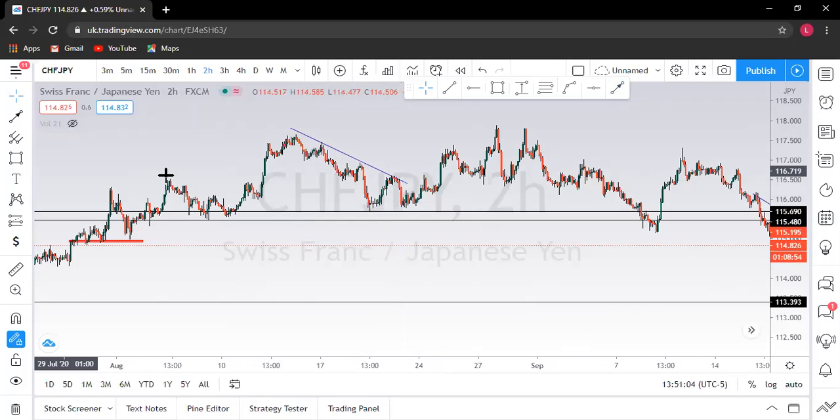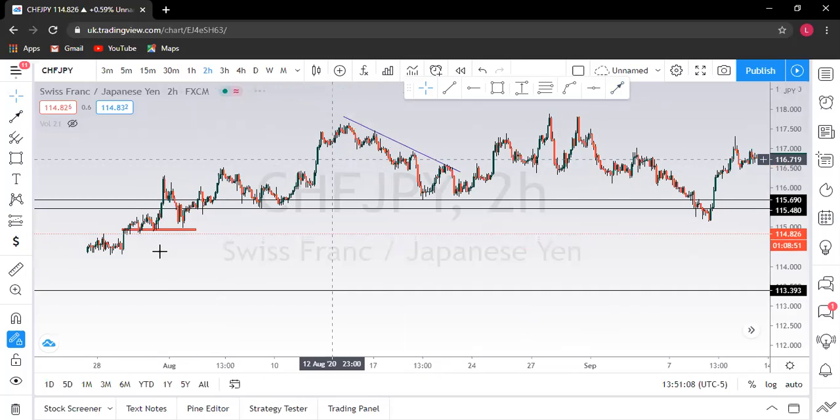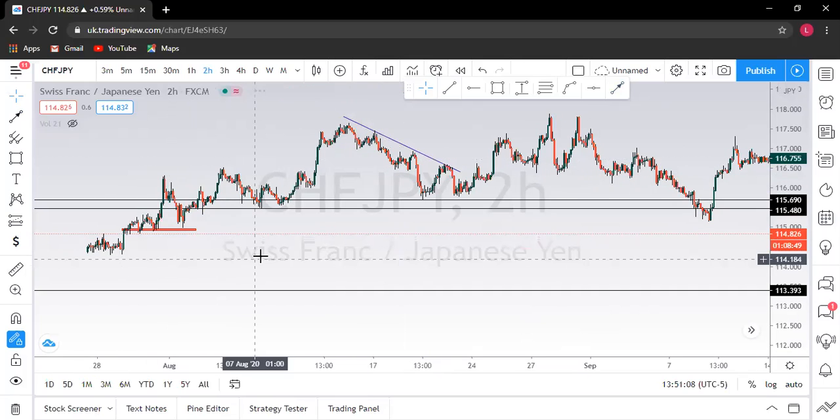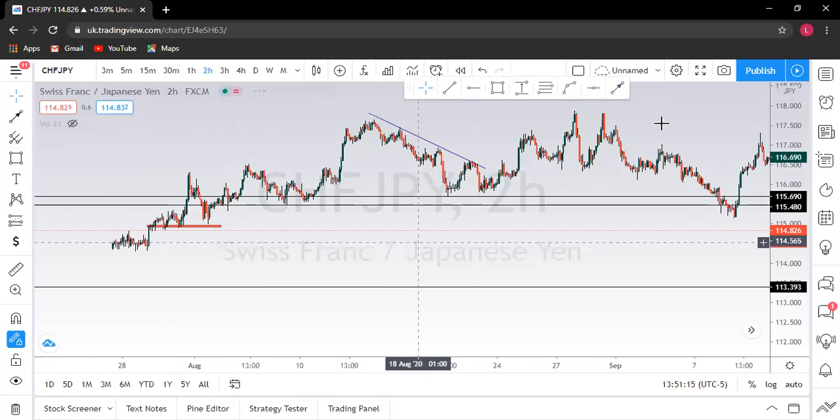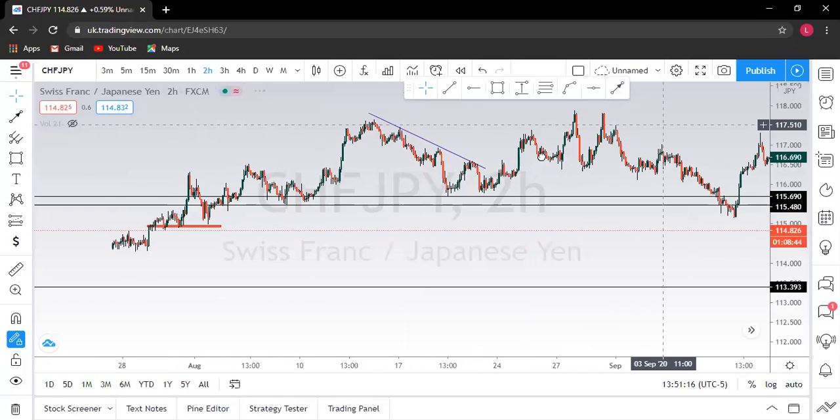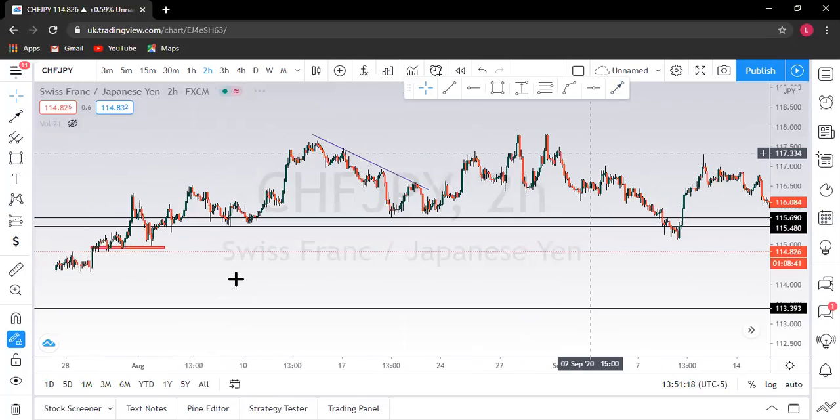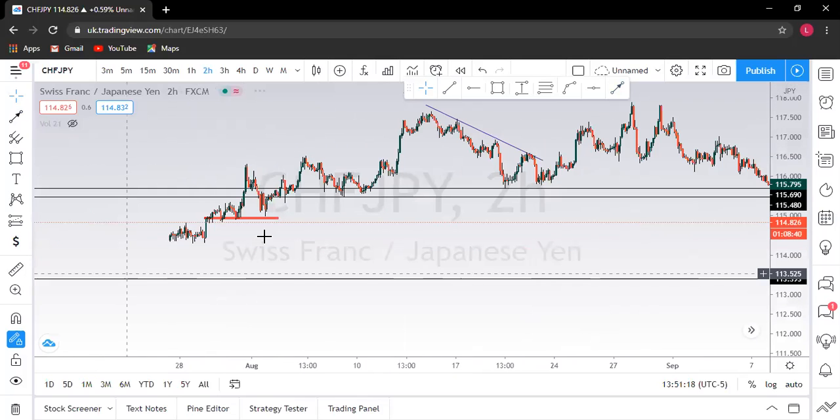So there is no specific way with which you can draw your trend line. You can just draw it anywhere, just make sure that at least two things are touching. You understand? Just make sure that at least two things are touching.